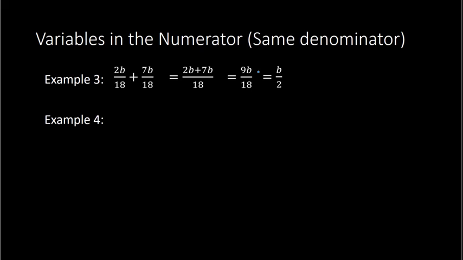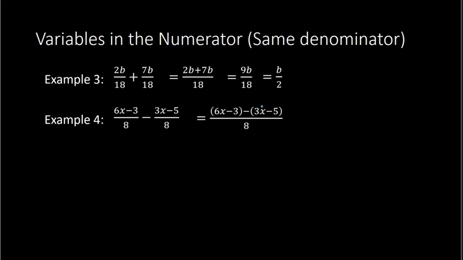Here is another example with subtraction. We have 6x minus 3 over 8 minus 3x minus 5 over 8. So here, this one already has the same denominator, so I can just subtract the numerators. So I take 6x minus 3 and then subtract 3x minus 5. Now be careful, because we're subtracting the entire quantity of 3x minus 5.